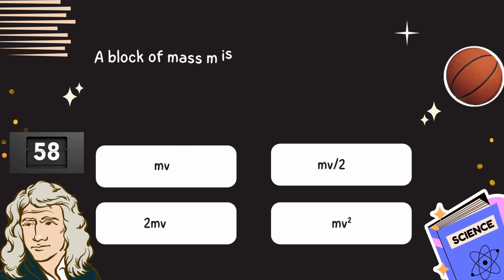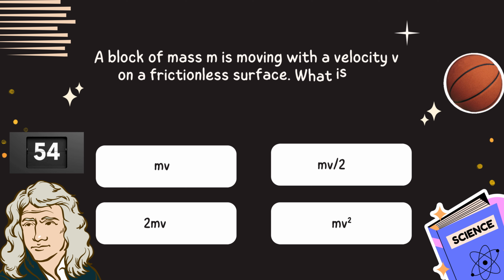A block of mass m is moving with a velocity v on a frictionless surface. What is the momentum of the block? Options are mv, mv by 2, mv squared.